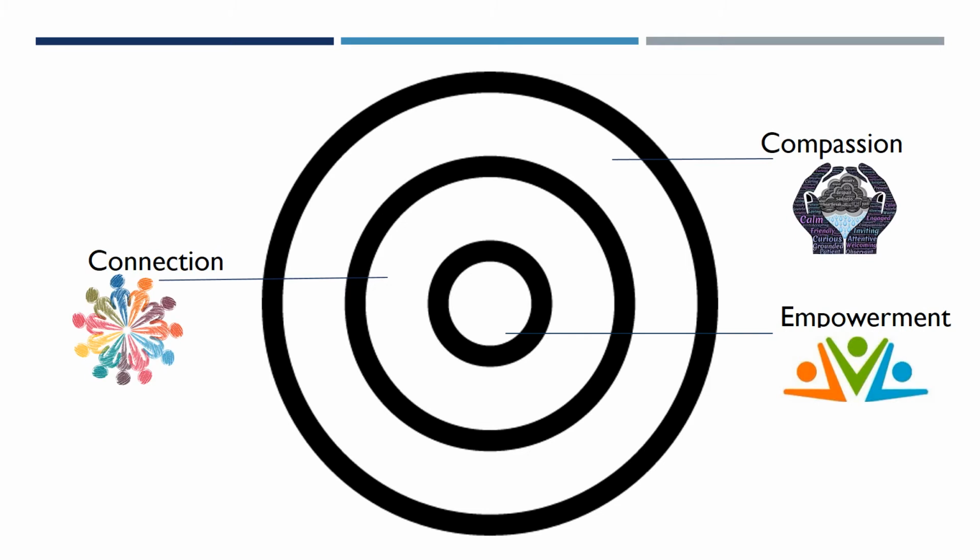When we apply the framework to these layers of influence, it's easy to see how responding with compassion, connection, and empowerment can directly impact a student's resilience.